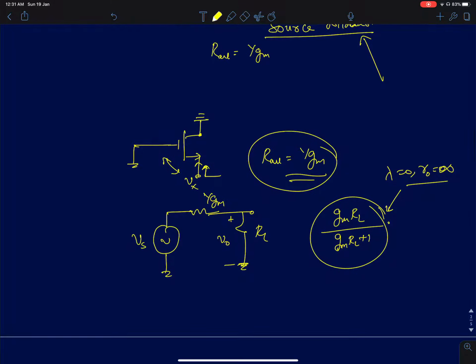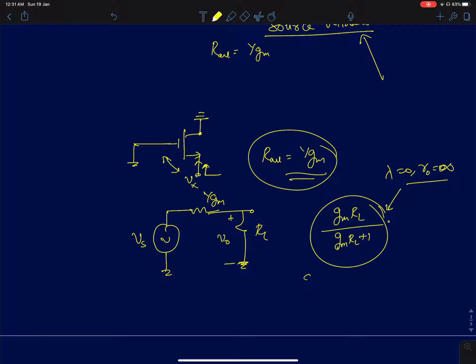Okay. So I can choose gm much greater than 1 by RL, in which case gmRL is much greater than 1 and this result will be very close to 1. So you'll have the entire voltage Vs appearing across RL. If I choose 1 by gm, the modified or transformed source resistance, to be much smaller than the load resistance, then you will have the voltage gain, the entire voltage Vs appearing across RL. So that's one main advantage of a common drain amplifier.